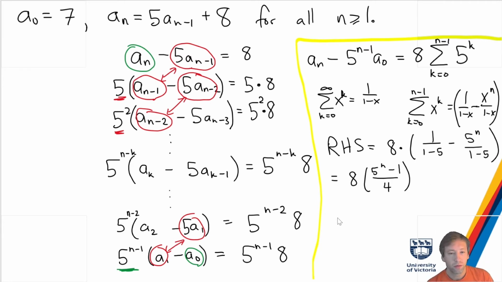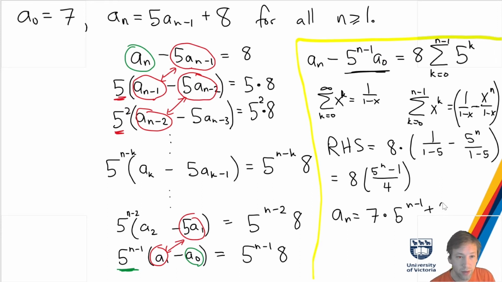Okay, so now we have a formula for an, right? an is going to be equal to, well, a0 is 7. So if I move this over to the other side, I have 7 times 5 to the n, plus, so 8 over 4 is 2, so 2 times 5 to the n minus 1. Okay, and you can do some more algebra here if you really want to, by trying to combine the 5 to the n's or something like that, but you don't really have to if you don't want to. So this would be a totally acceptable final answer.